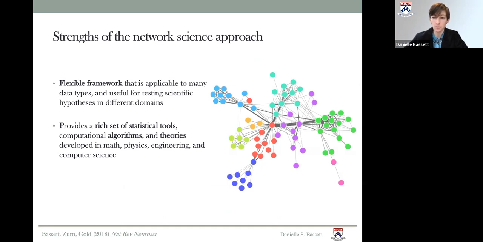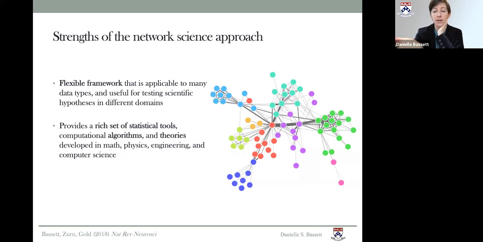Now, the second strength that I wanted to mention is that network science provides a rich set of statistical tools, computational algorithms, and theories developed in math, physics, engineering, computer science, statistics, and other related fields. That rich set of statistical tools will be very helpful in understanding what it is that we're seeing in front of us. So this picture that I'm showing you on the right-hand side is a beautiful network.